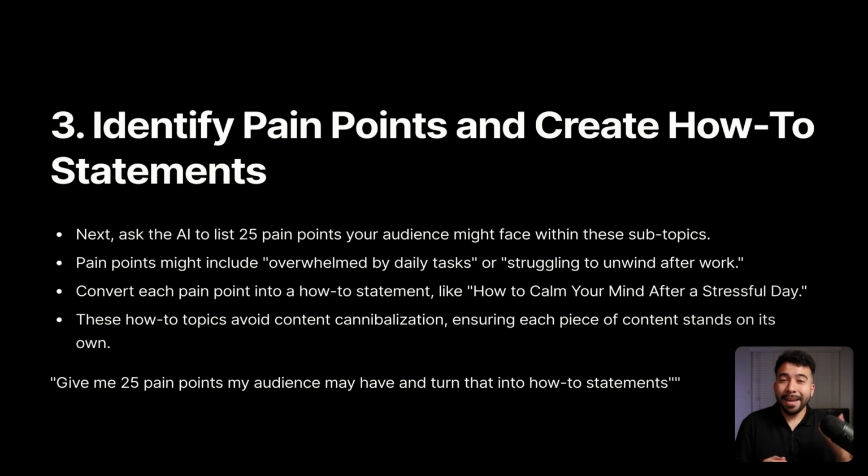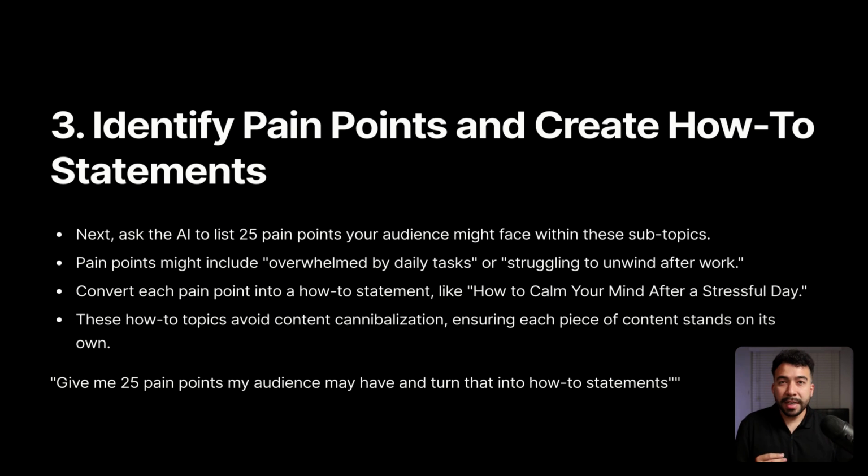All right, so we've identified the pillar topics. Now we need to create informational posts that are either going to be how-to or some kind of instruction. So again, identify pain points and create how-to statements. So we're going to ask the AI to list 25 pain points from our audience within our sub niche. And these are going to be really key because this is going to help drive more traffic and build a real audience. So the pain points might include overwhelmed by daily tasks or struggling to unwind after work.